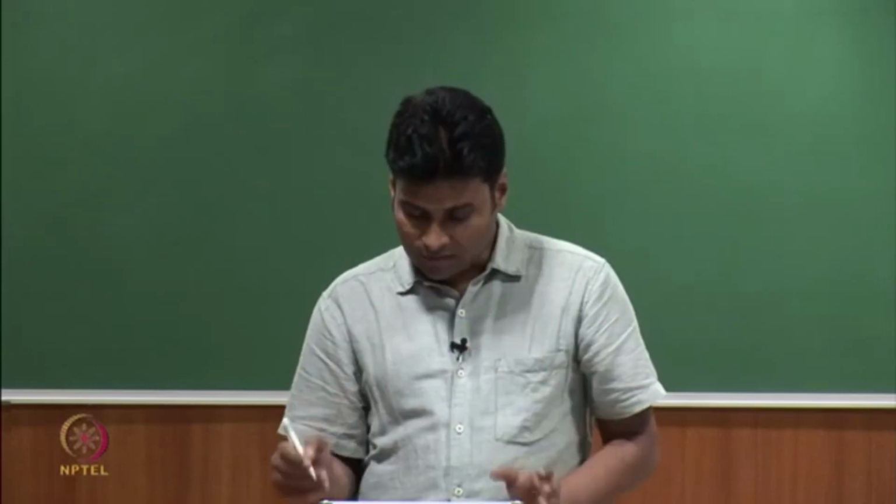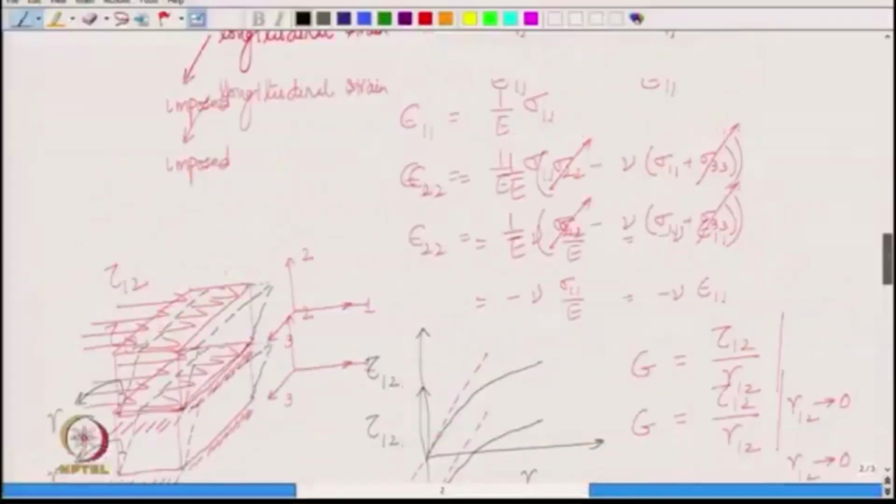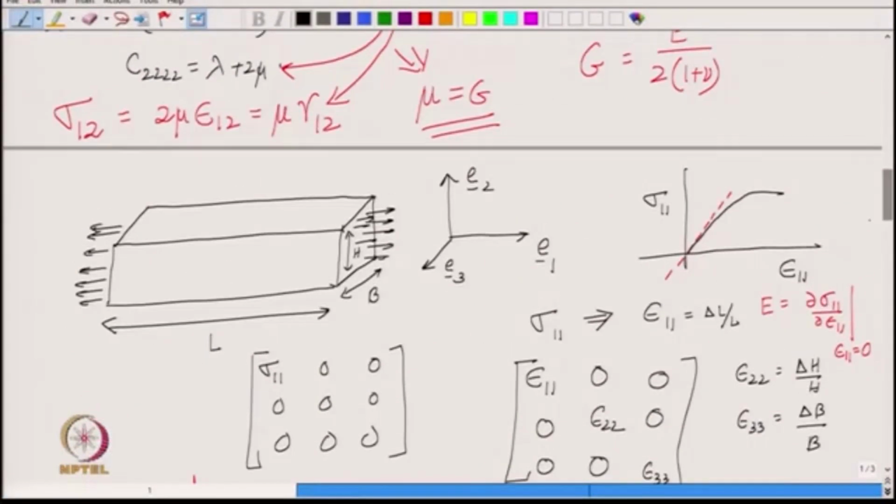Likewise, the Young's modulus, look at this graph. When you are applying normal stress sigma 1 1, you expect that epsilon 1 1 will be positive, right, it will not be negative. So, the slope will be positive.